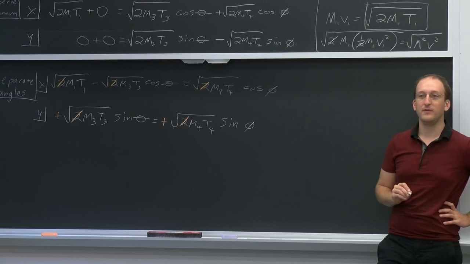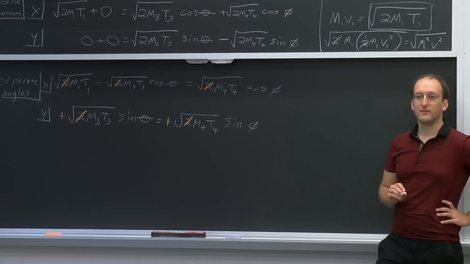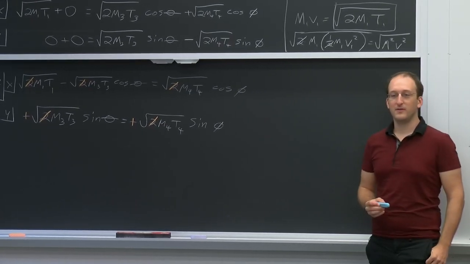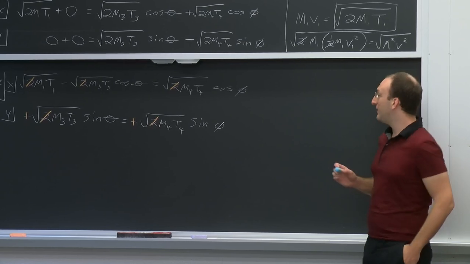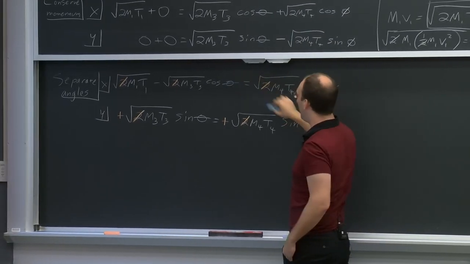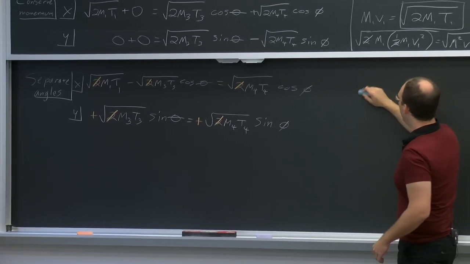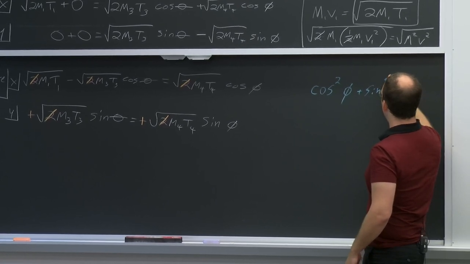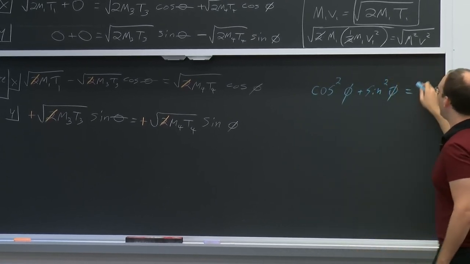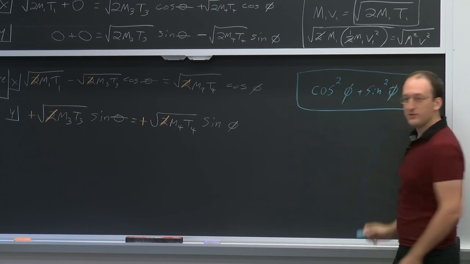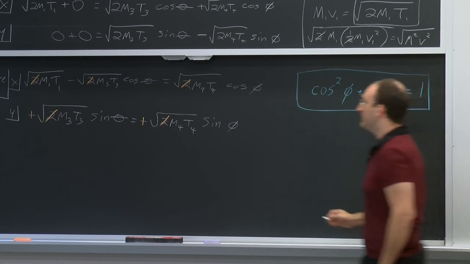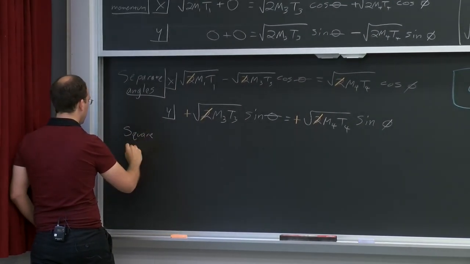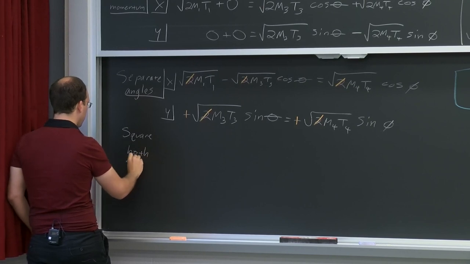Well, yeah. If you squared both terms, you could get cosine squared and sine squared, and then factor out the square root of m4 t4, and then you have cosine squared plus sine squared equals 1. Exactly. So we can rely on the fact that if we can square both sides of both equations and add them up, we would have a cosine squared of phi plus a sine squared of phi, which also equals 1. So we can destroy this phi angle and make things a lot simpler. So we'll start by squaring both sides.